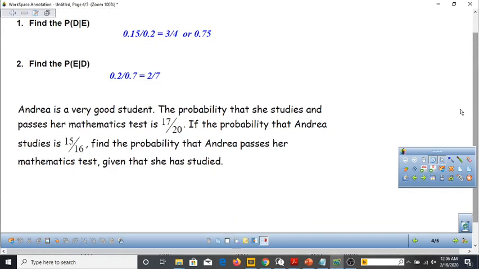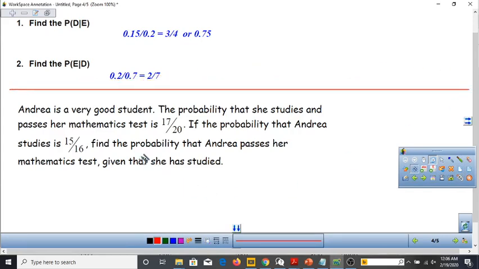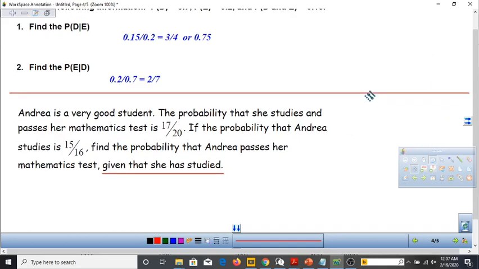Now, let's do another example here. This next example, it says, Andrea is a very good student. The probability that she studies and passes her mathematics test is 17 over 20. If the probability that Andrea studies is 15 out of 16, find the probability that Andrea passes her mathematics test given that she has studied. By the way, again, these questions are just taken from a quick search on Google of conditional probability worksheet. And if you do that search, you'll find these same questions and many more that you can practice and also see some answers to some of them.